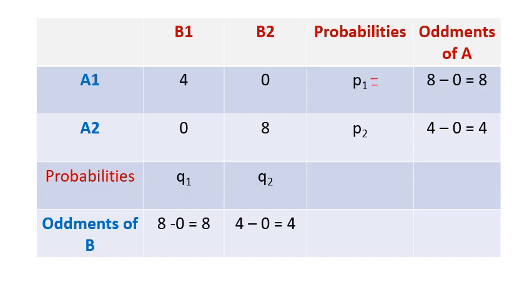So now we will find out P1 and P2. P1 will be this 8 divided by 8 plus 4, that is 12. That will be 8 by 12. And similarly, P2, this 4 divided by 8 plus 4, that is 12. So P1 will be 8 by 12, P2 will be 4 by 12. Similarly here, Q1 will be this 8 divided by 8 plus 4, that is again 8 by 12. Q1 will be 8 by 12, and Q2 will be 4 by 12. Q1 plus Q2 should be equal to 1. Similarly, P1 plus P2 should be equal to 1.